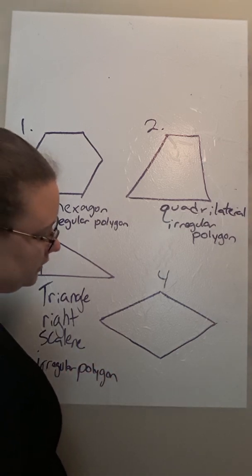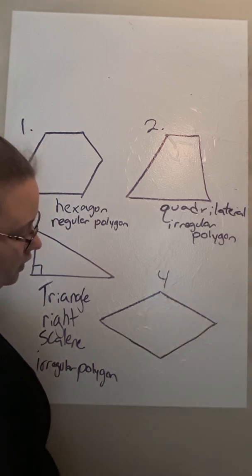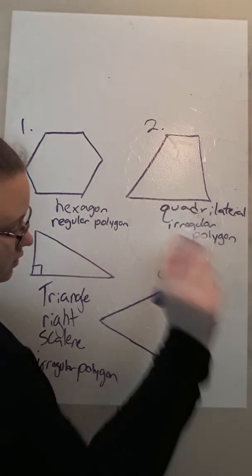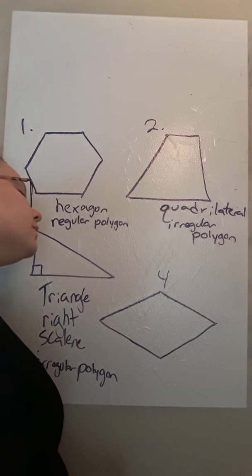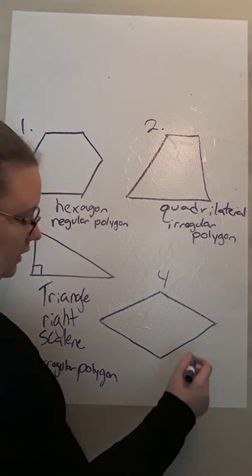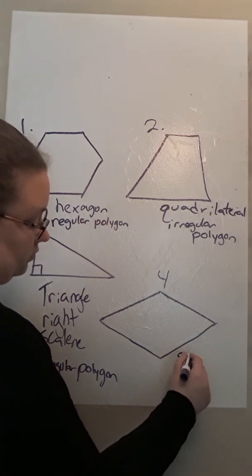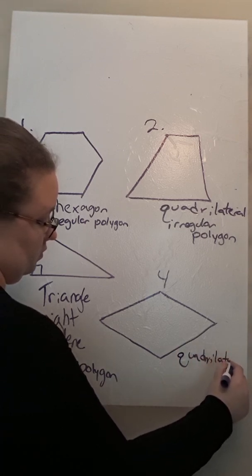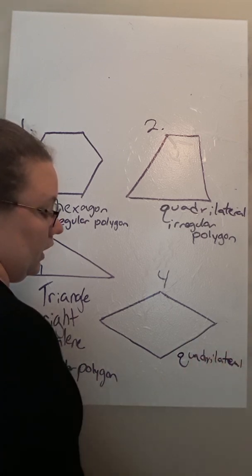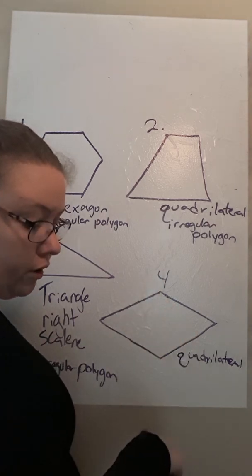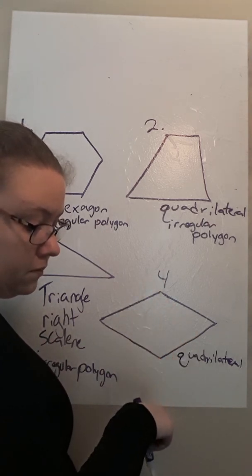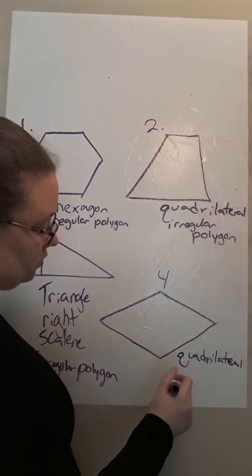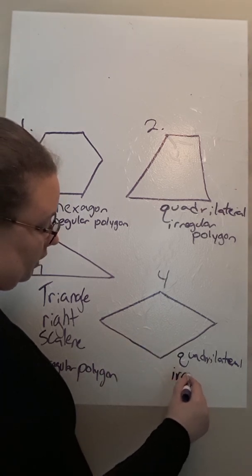And last but not least, this diamond-shaped thingy. It has 4 sides, which means it is a quadrilateral. And all the sides are not the same. Well, they might be, but not all the angles are the same, so it is an irregular polygon.